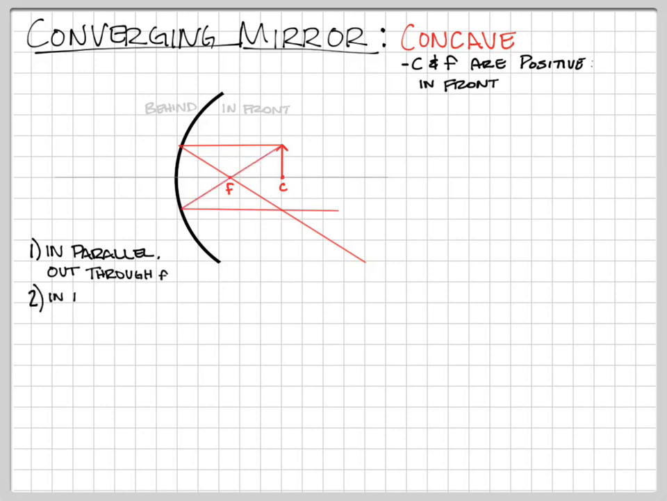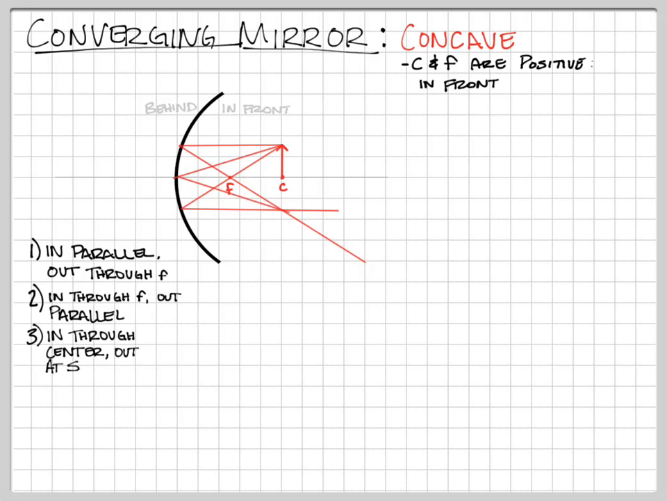The next one is in through the focal point and out parallel. You can already see where that image is, but we'll do the center. In through the center, out at the same angle. They all three meet at that spot. We can draw our image. And we see that when we place the object at C, the image is the exact same size as my object. Very similar to what happened to a lens.